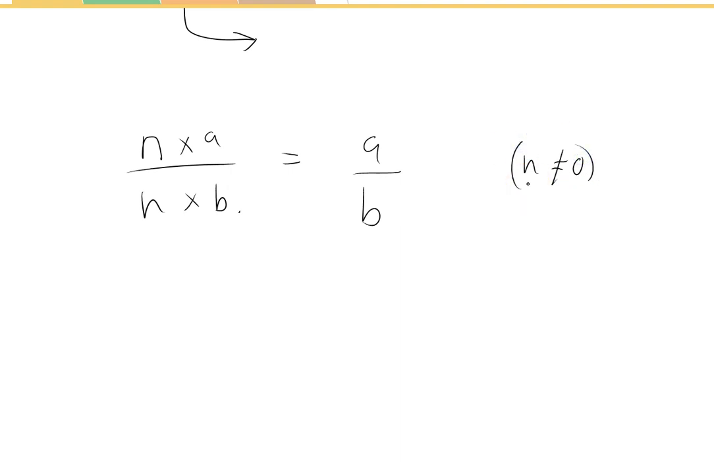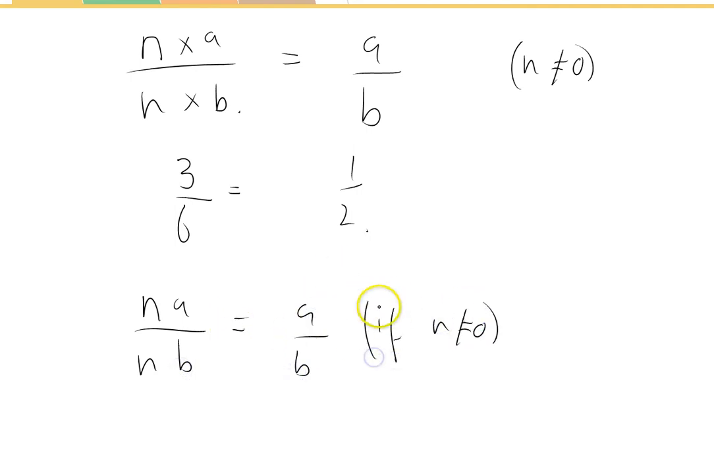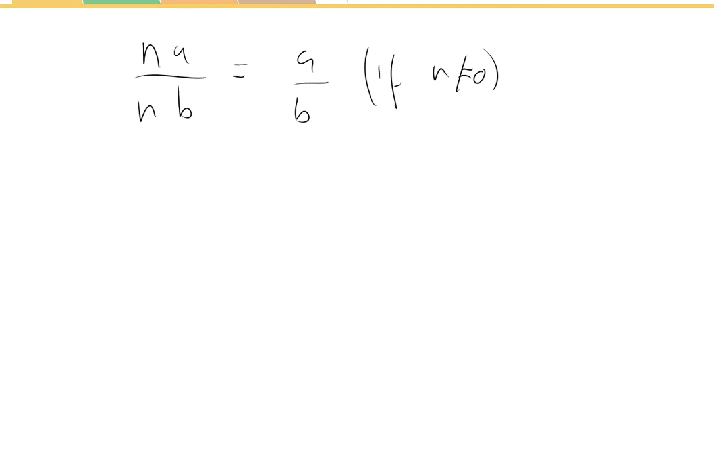So that's great, and we use that to simplify fractions. So we said something like 3/6 equals 1/2. This is great stuff. So na over nb equals a over b if n is not equal to 0. Sweet. Now I'm just going to park that, and I'll show you how to use it in a way that we've not encountered before.